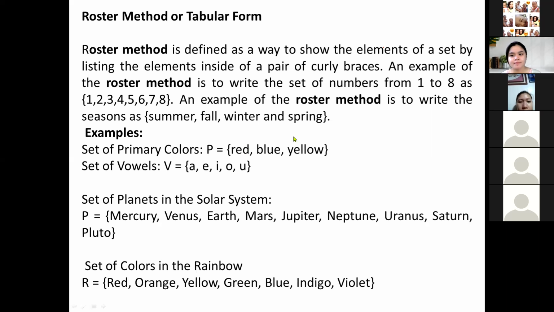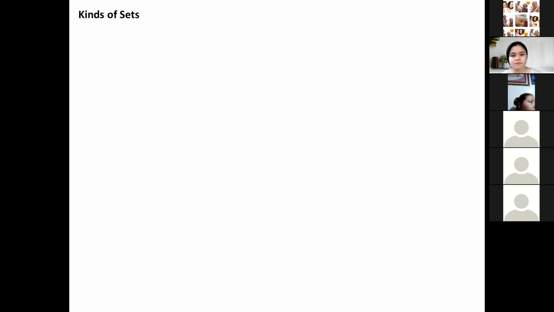So, yan yung dalawang klase ng tinatawag nating ways of describing set, yung dalawang pamamaraan. Now, let's proceed to this, the different kinds of set. Iba-iba ang klase ng mga set na meron tayo into reality na nag-exist. Okay? Actually, these kinds of set really happen into reality. And I'll explain them to you one by one.